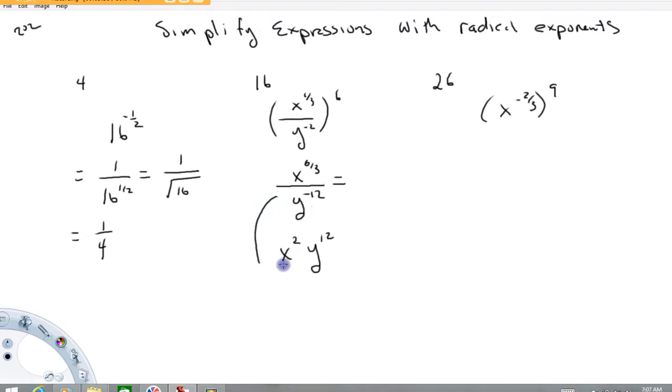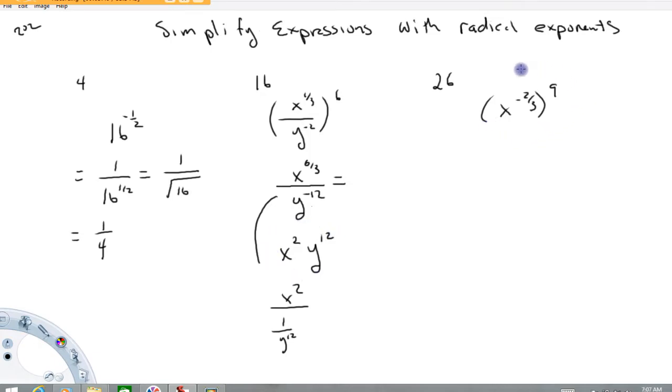Or you can think of it like this: x squared over 1 over y to the 12th. And then remember the old saying about dividing by a fraction. That would be the same thing as x squared times y to the 12th over 1. So there's our answer.